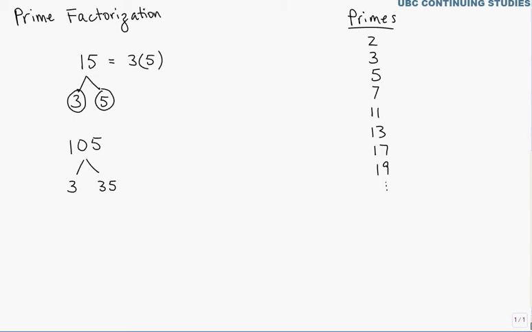We shouldn't see any primes smaller than what we've already got up to on the list, but we should try 3 again and see if we can pull out 3. 3 is not a factor of 35, but 5 is. So we can write 35 as 5 times 7. And we know to stop there because 3, 5, and 7 are all prime numbers. And so the prime factorization of 105 is 3 times 5 times 7.